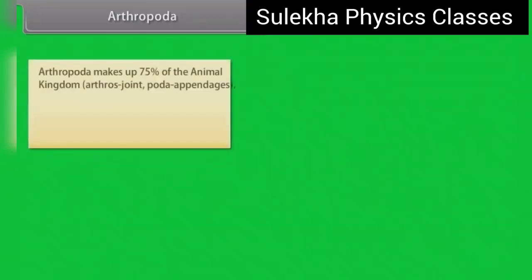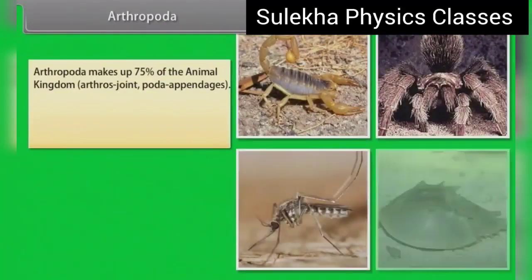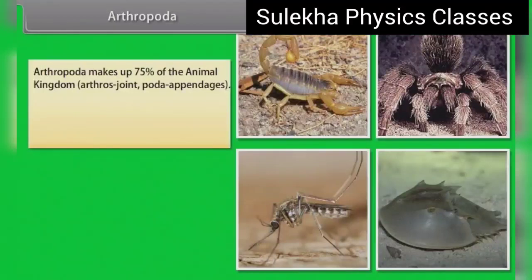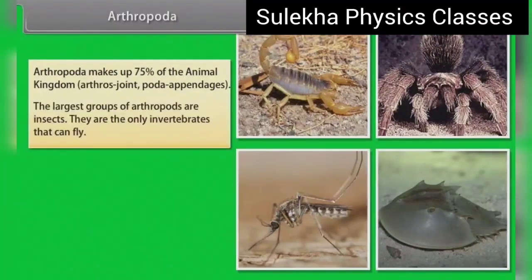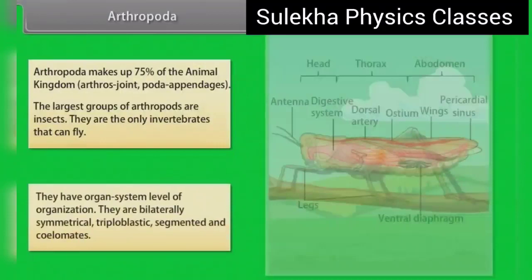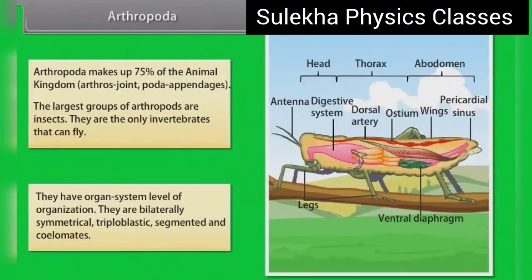Arthropoda. Arthropoda makes up 75% of the animal kingdom. Arthros means joint, poda means appendages. The largest group of arthropods is insects. They are the only invertebrates that can fly. They have organ system level of organization. They are bilaterally symmetrical, triploblastic, segmented, and coelomates.